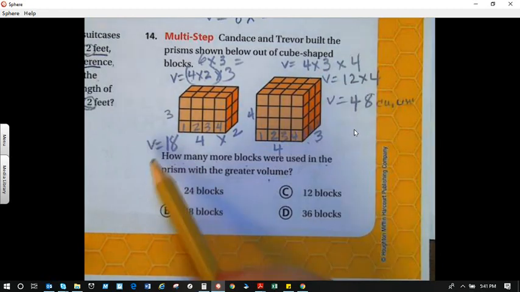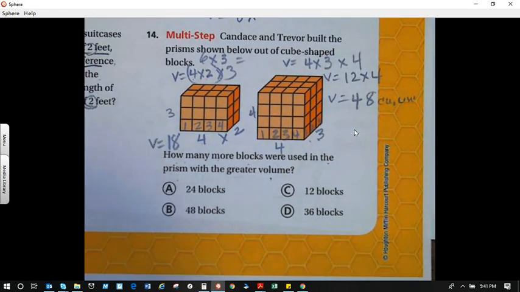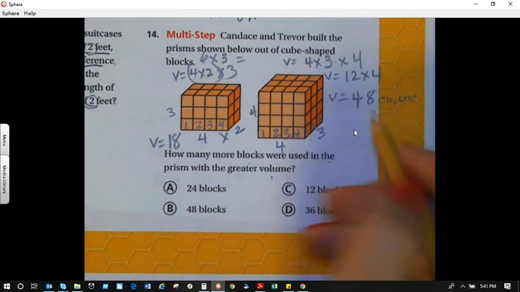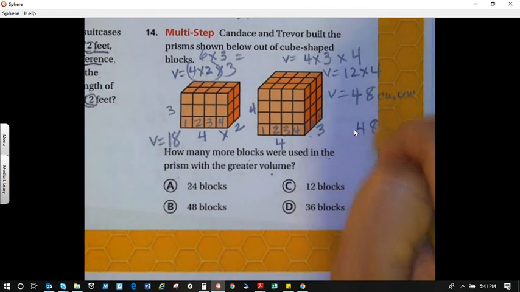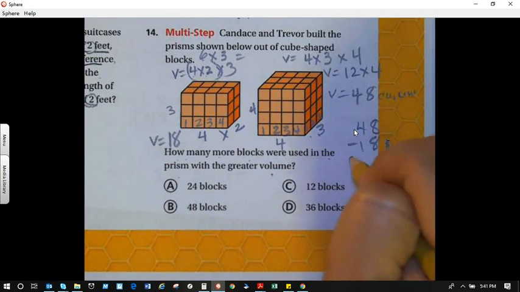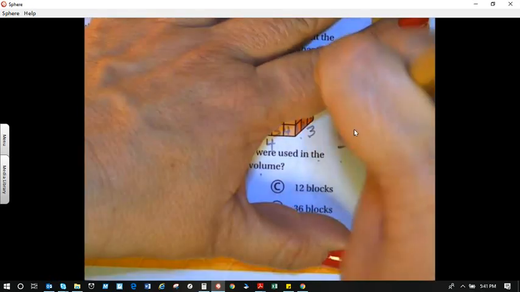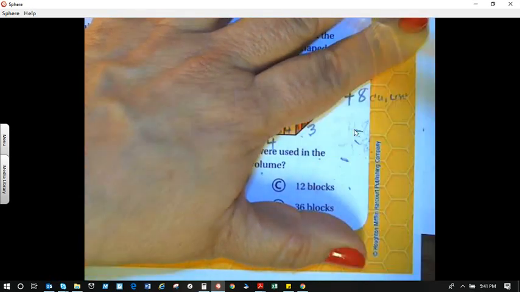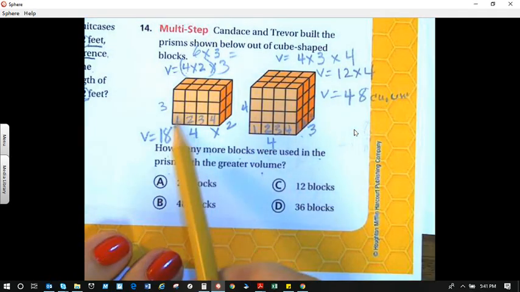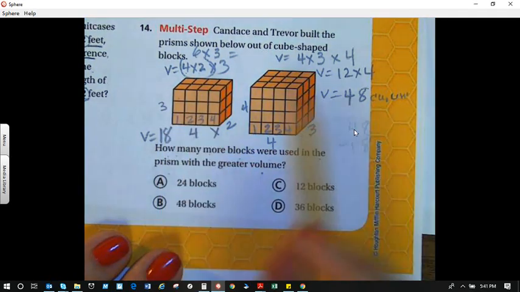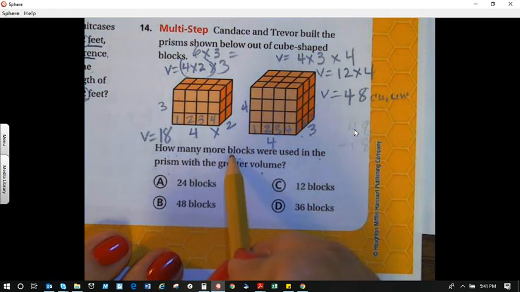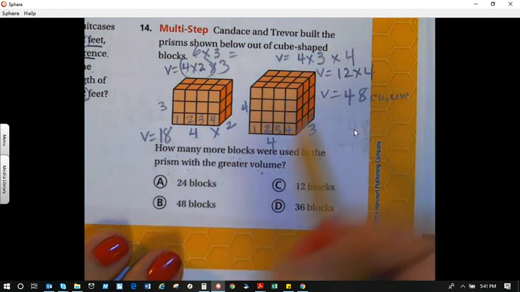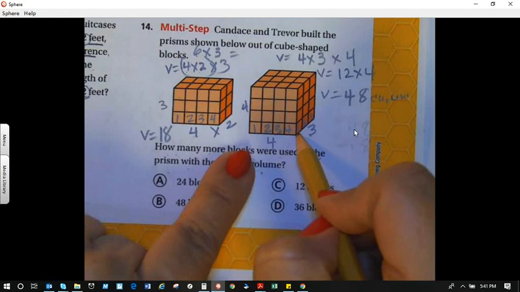So how many more do we have? So let's do 48 minus 24. Oh, that's not right. So how many more did we end up adding? I'm not taking the difference of the volume. So I added another layer, right? How many more blocks were used in the prism with the greater volume? So this is the greater volume.